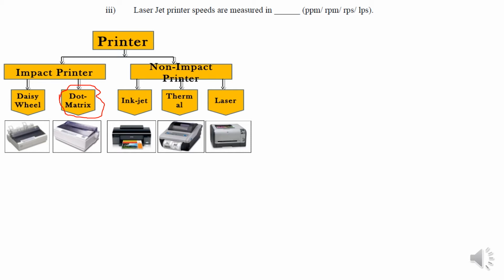And in the case of a non-impact printer, it does not require any such drum or impact, that is, no physical touch or hammering effect. In this category, inkjet, thermal printer and laser printer all come. Inkjet printer is the cheapest printer, but the most cost effective per page printing is the laser printer, and it is most widely used nowadays because its output and performance are much better.